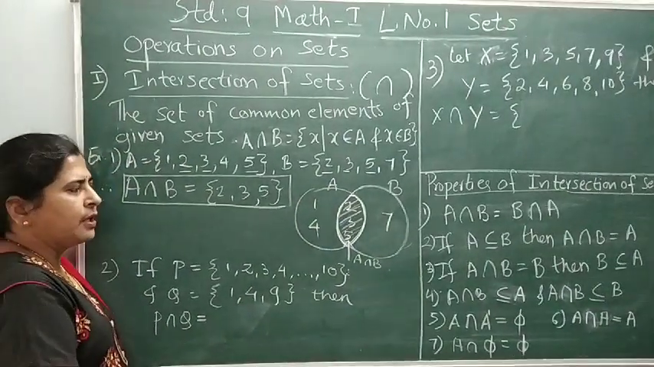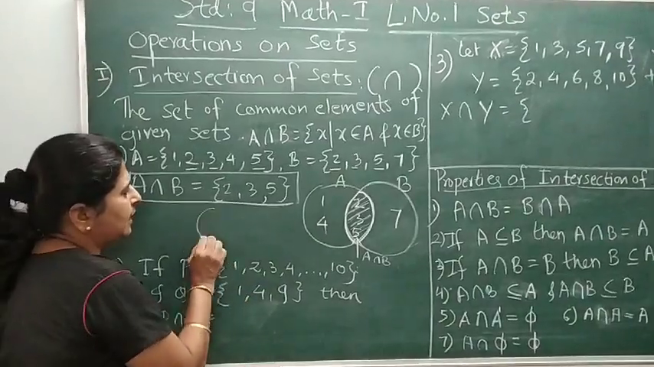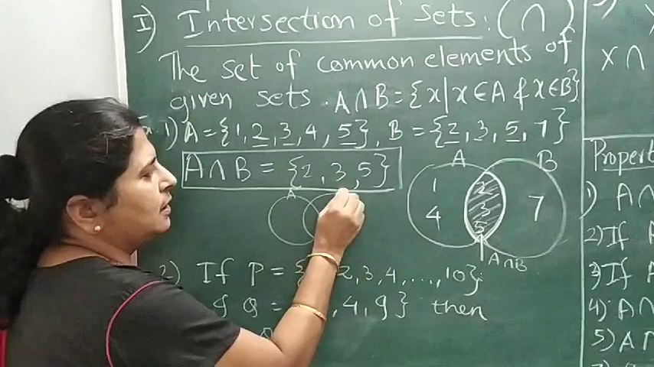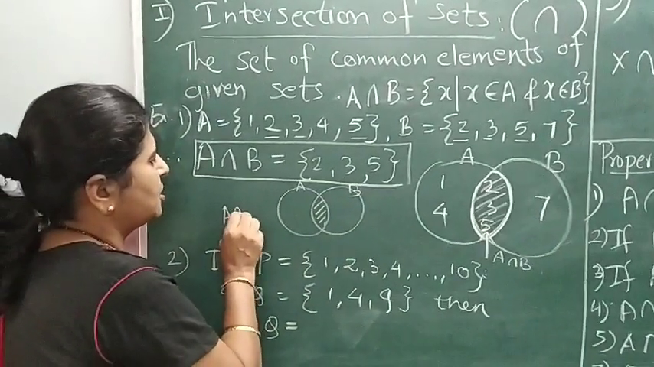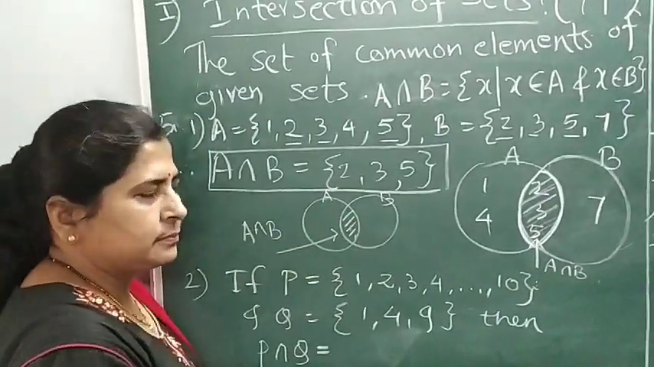Sometimes elements are not given, but still we have to show by Venn diagram. In that case we can show 2 sets intersecting each other, and this common part we can show as A intersection B. So this is the common part.